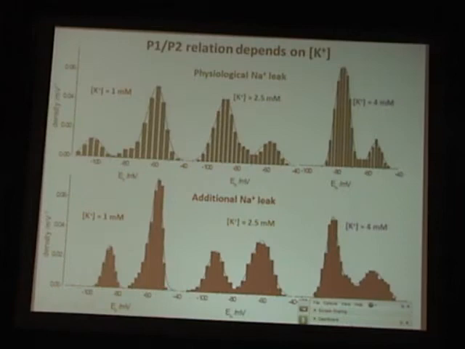For the sodium intake during the action potential, we have two driving forces: one is the sodium-potassium pump, and the other is the electrochemical driving force. And even under physiologic conditions, with the so-called physiological sodium leak, shown by the green bars, if you lower the external concentration of potassium, you can increase the proportion of muscle fibers that are in the P2 state.